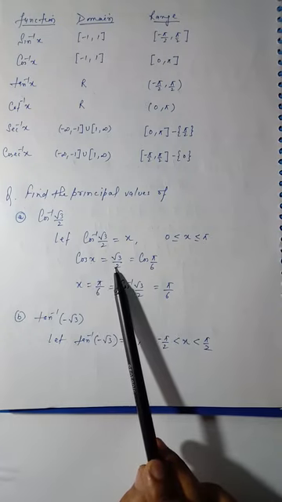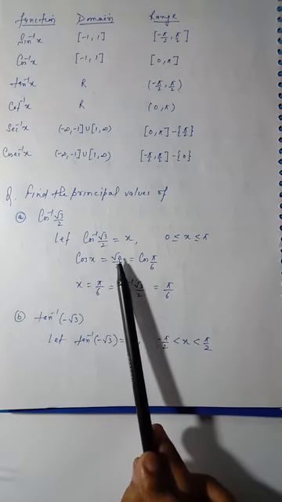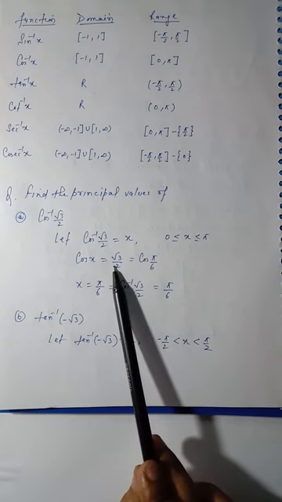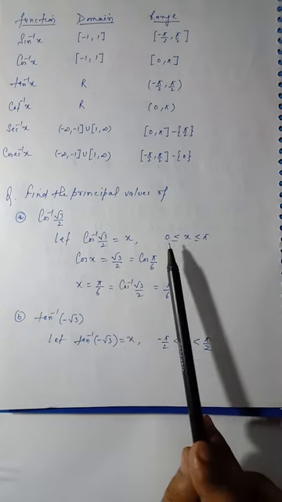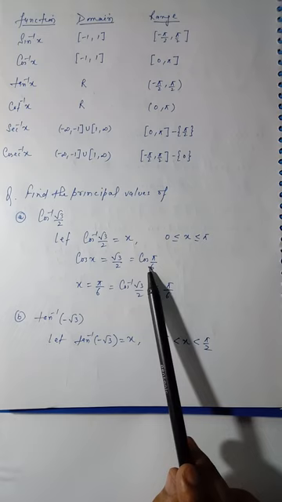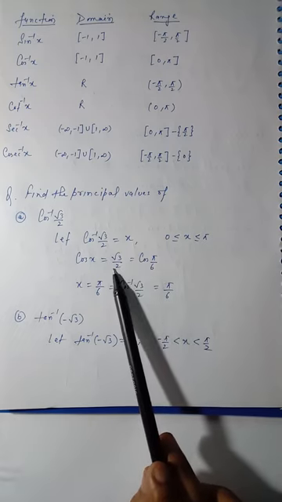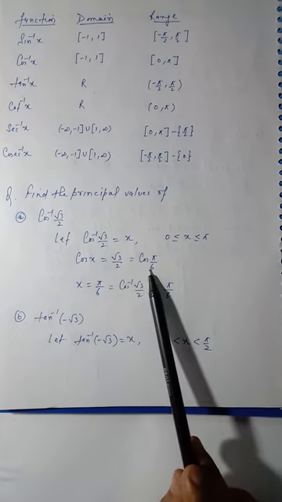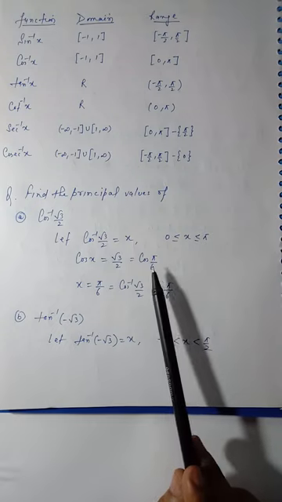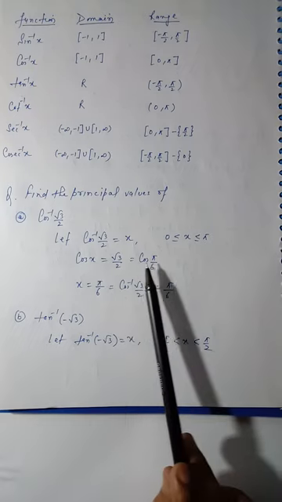There are infinite angles for which this value is root 3 by 2, but we have to take only those values which lie between 0 to pi. So the basic value is that root 3 by 2 is actually cos 30 degree or cos pi by 6. And when we compare, x will be pi by 6.